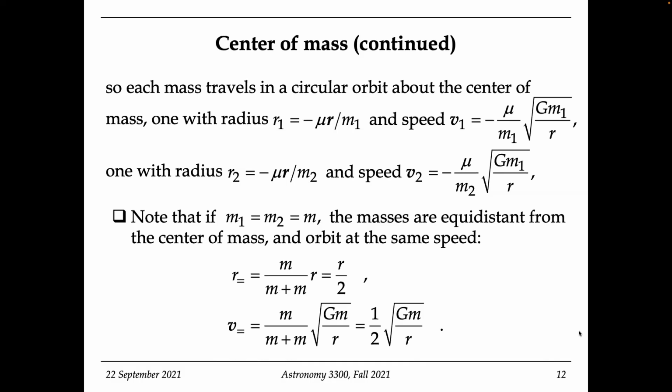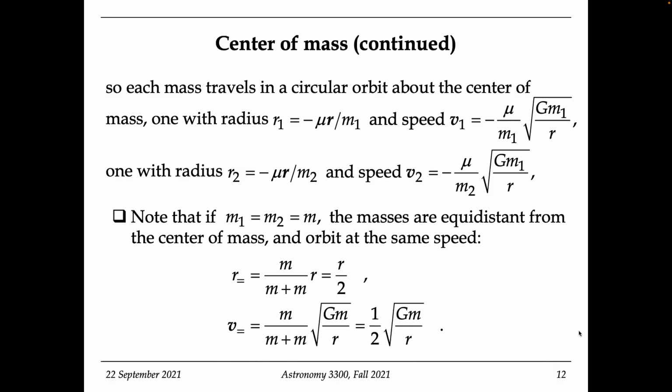So each is traveling in a circular orbit, right? They have some radius R1, which is moderated by their mass. And the speed is, of course, also moderated by their mass. So let's go back here and think about what if they were the same? M1 is M2, right? Then we would expect both of them to be equidistant. And how should their speeds compare? Does one have a bigger speed than the other? No, let's say they're the same. Say we have two masses, both of size m. They should be the same, right? So we expect them to be the same distance apart from the center of mass.